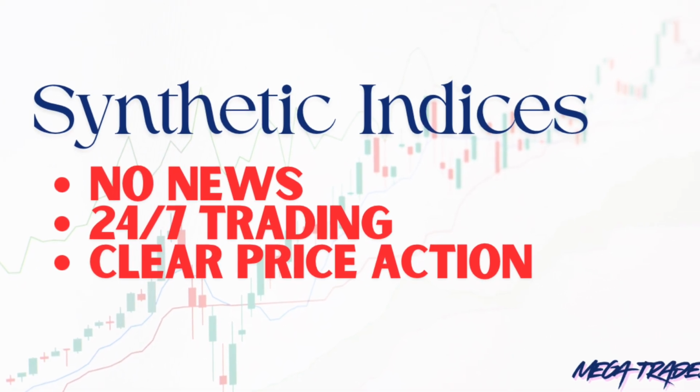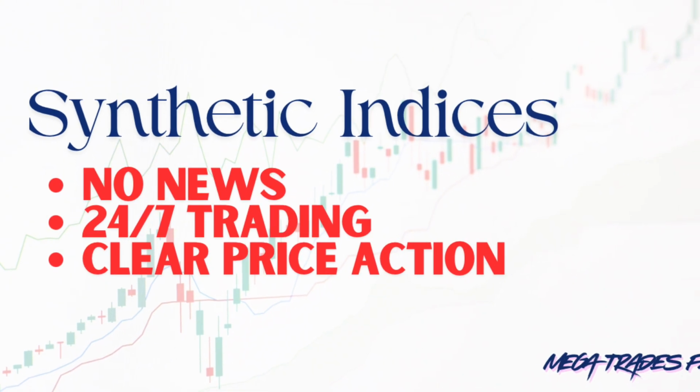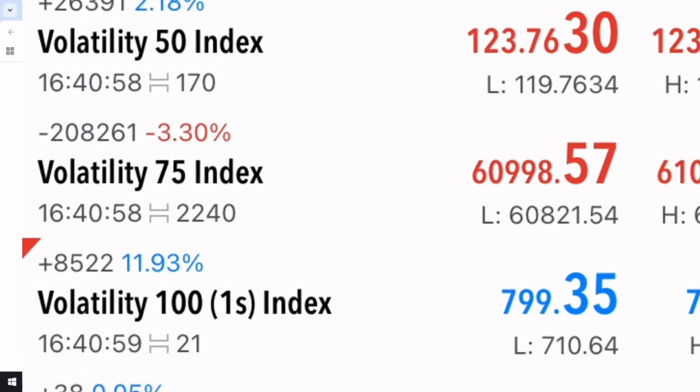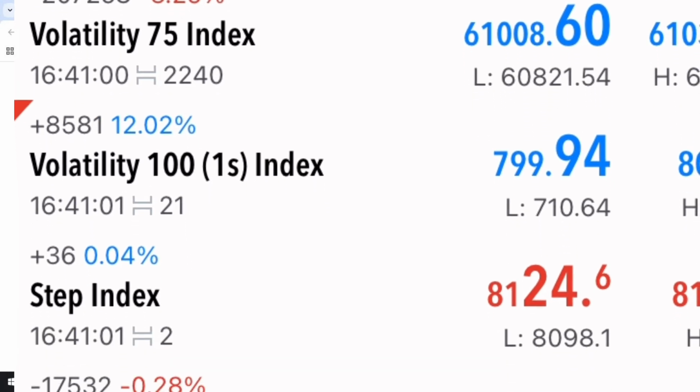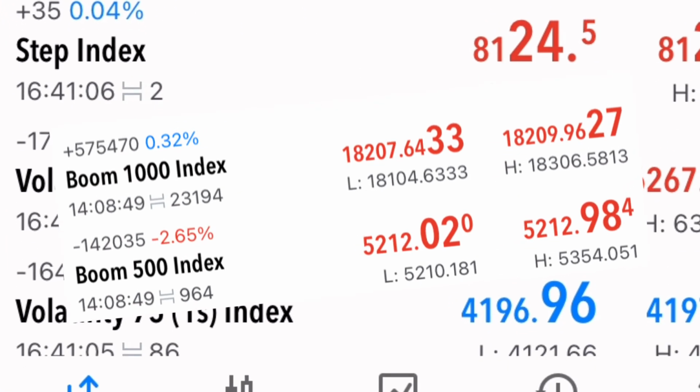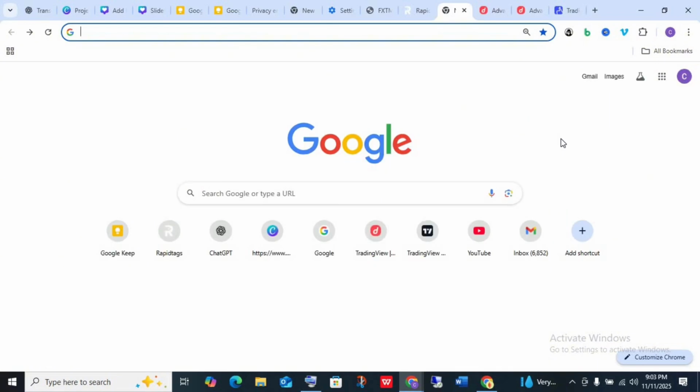Of course, you should know some of these synthetic indices pairs. The most popular one, Volatility 75, there's Volatility 25, Volatility 50, there's Step Index, Boom and Crash, and so on and so forth. Now, you won't just find these synthetic indices pairs anywhere.